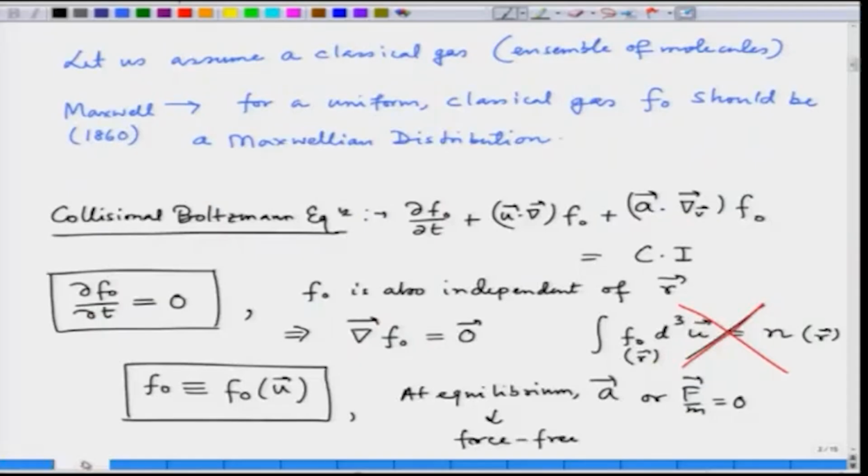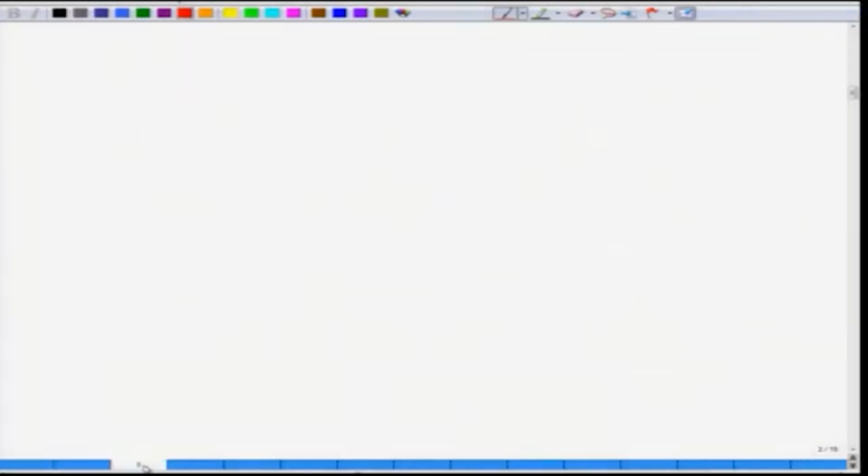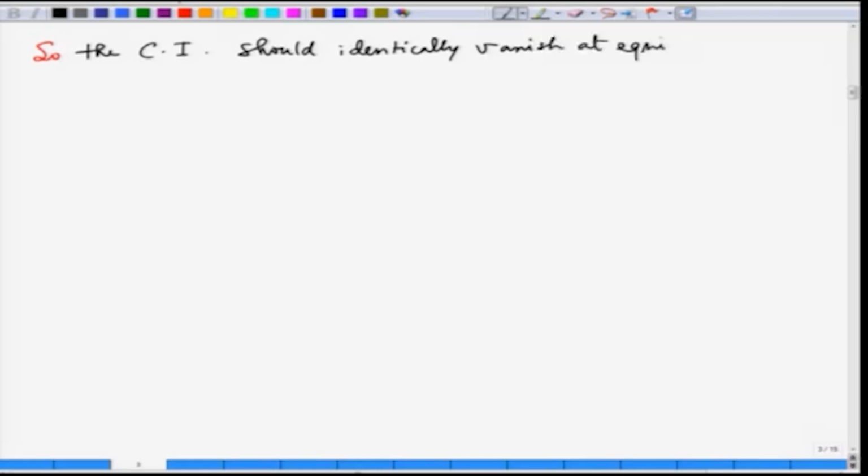I can actually even reason from here. So, this one is 0, this one is 0, this one is 0. So, the whole left hand side is 0. So, the right hand side should also be identically 0. So, the collision integral should identically vanish at equilibrium.